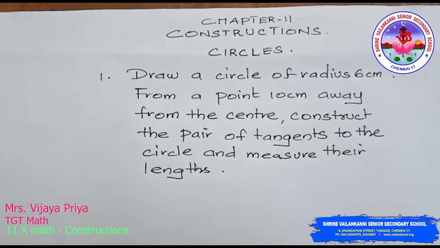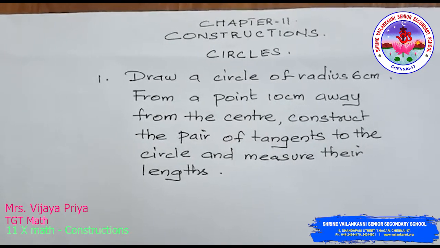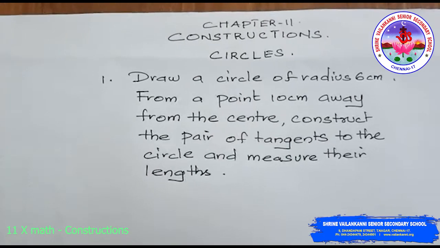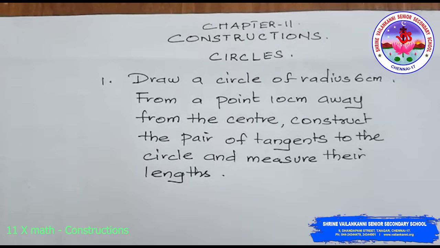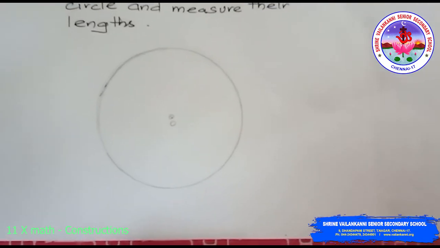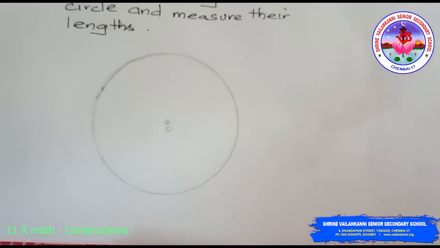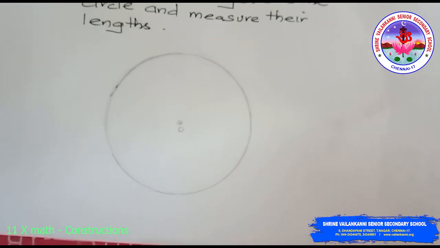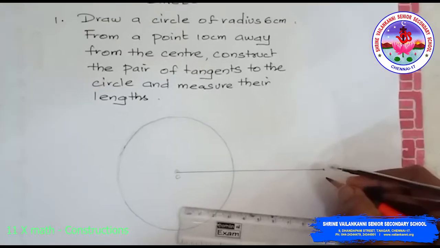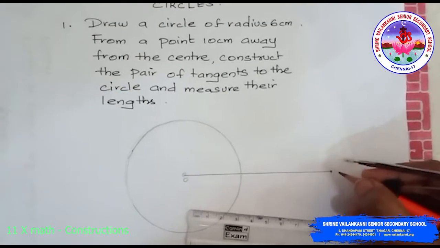First problem: draw a circle of radius 6 cm, and from a point 10 cm away from the center, construct the pair of tangents to the circle and measure their lengths. First, let us draw a circle of radius 6 cm, and from the center I am going to take 10 cm now. Naming this external point as P.